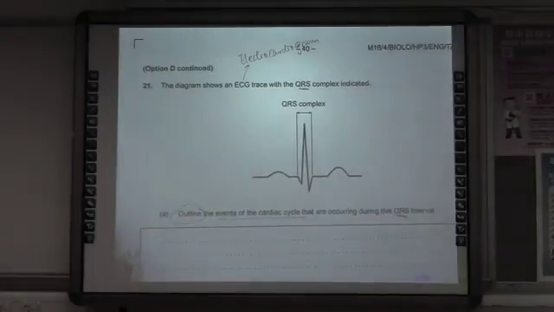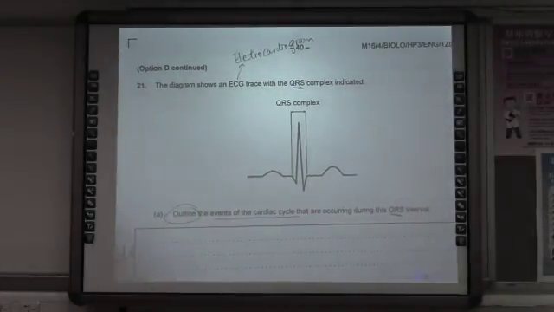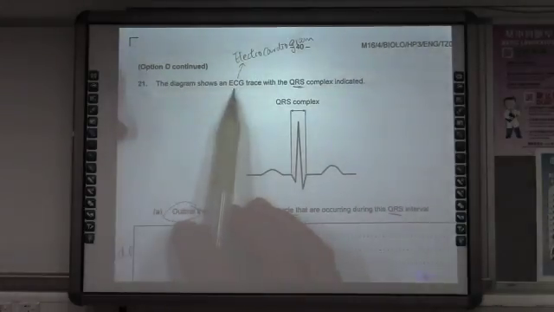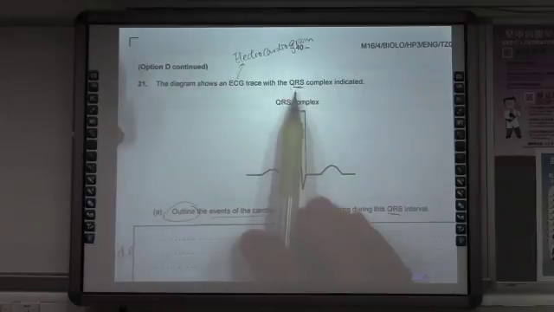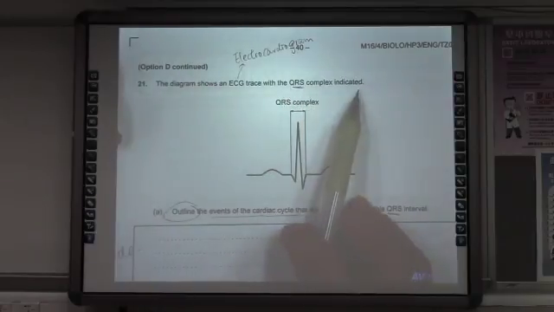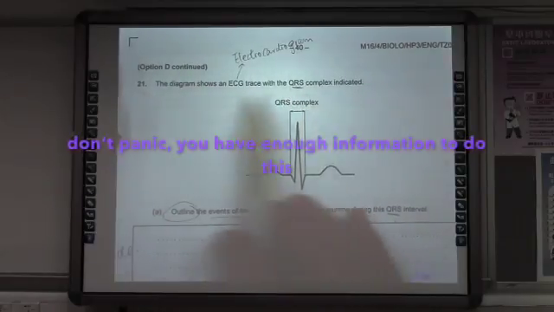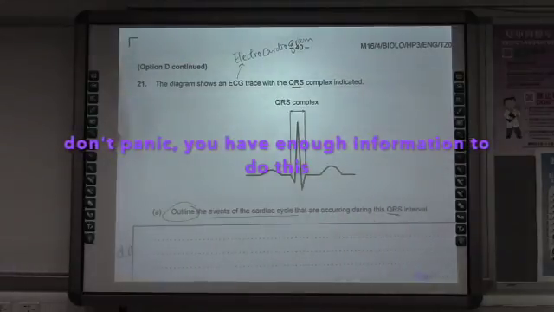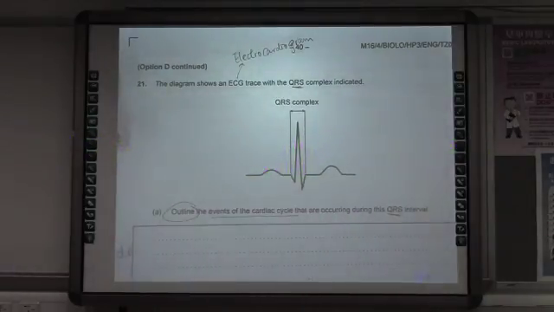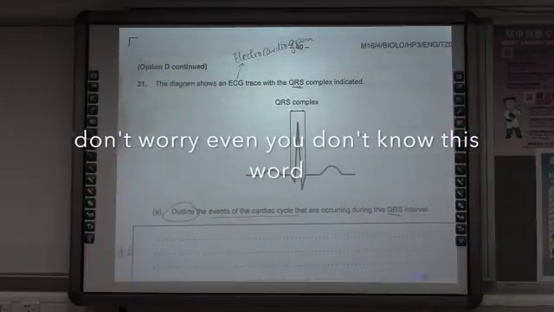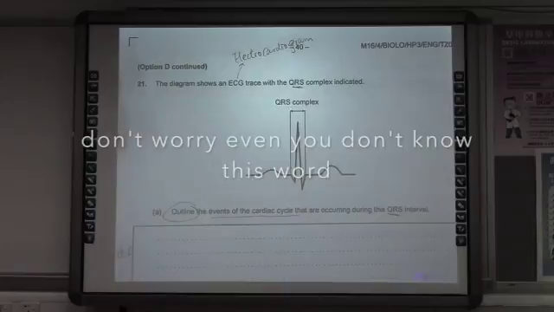For question 21, it asks about something different. So this diagram shows the ECG trace with the QRS complex indicator. Now, if you are not very familiar with the two terms, you don't need to be scared, because you will have enough knowledge to answer this question even if you are not familiar with them.